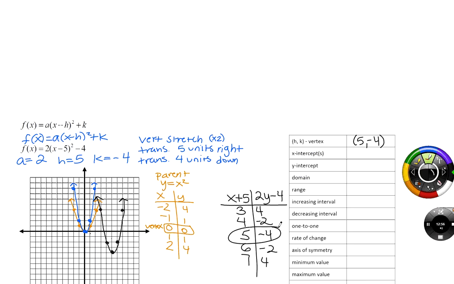There's a standard way, no matter what kind of equation you have, to find the x-intercept and the y-intercept. If something is a y-intercept, what do you know about it? The x has to be equal to 0. So that is literally what you need to do to find the y-intercept. You need to take our equation and set x equal to 0. So 0 minus 5 is negative 5, and if I square that, I have 25. 2 times 25 is 50. 50 minus 4 is 46.